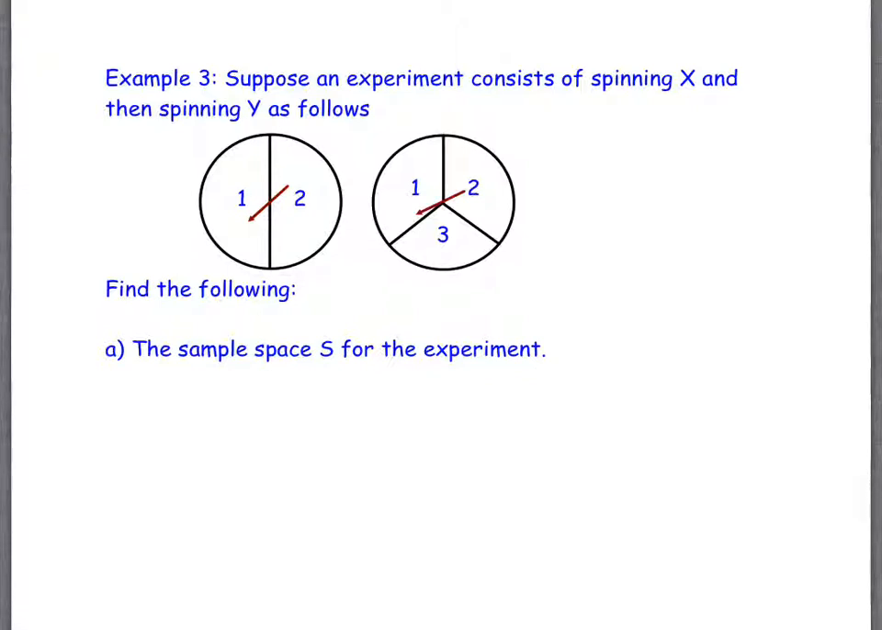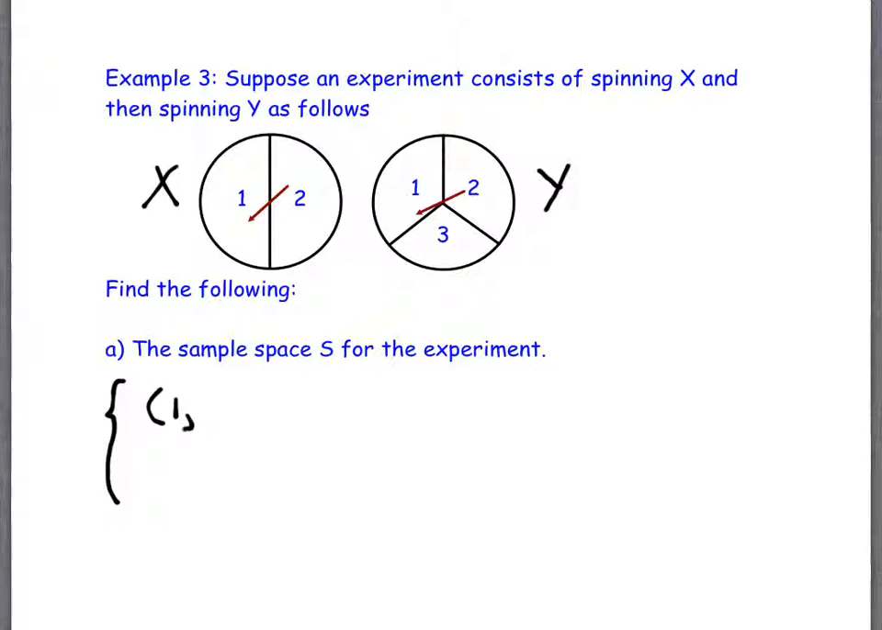We have an experiment of spinning spinner X, that's this first spinner, I should label these, and spinner Y, that's the second spinner. And the first thing we're going to do is write down the sample space of what could happen. There's lots of ways we could write this down. We are going to write it in curly braces because that's how we list our sample spaces as a set. So we could spin the first spinner and get a 1.